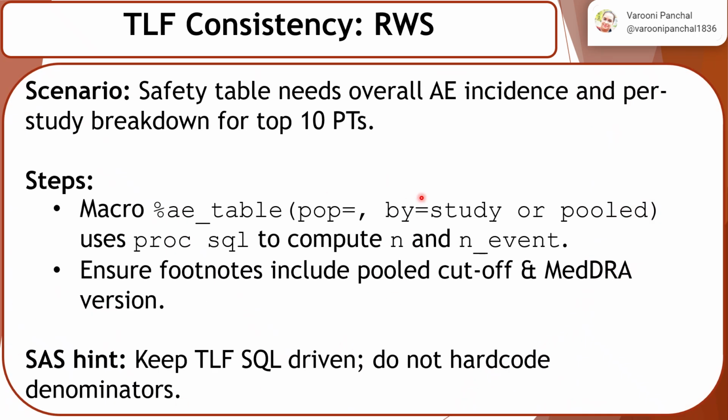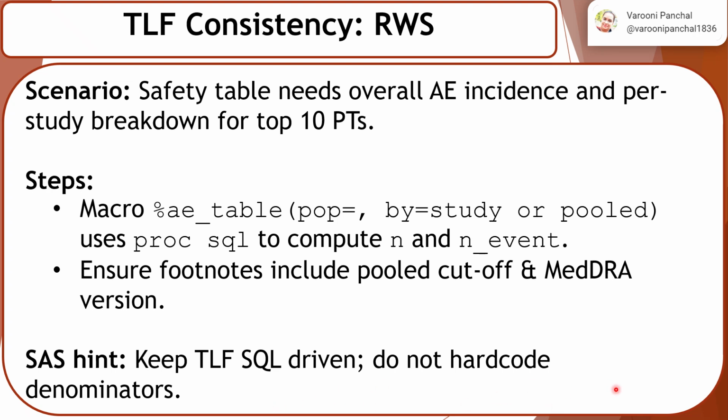Here I'll consider a real-world scenario where a safety table needs overall AE incidents and a per study breakdown for the top 10 preferred terms. The steps here are to include a macro, or you can develop your own macro as well, by inputting the population, then the by study or pooled variable. Then you can use PROC SQL to compute n and n underscore event. You can ensure that the footnotes include pooled, cutoff and MedDRA version. The SAS hint here is to keep tables, listings and figures SQL driven and not hard code denominators.